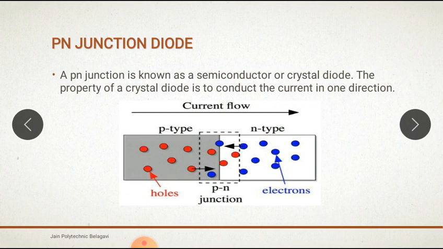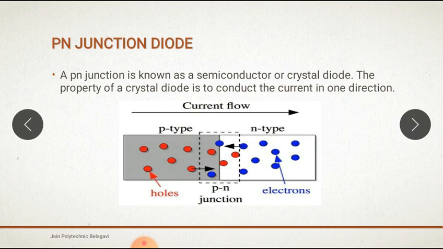Due to this, a large number of negative ions and positive ions will accumulate on the P side and N side respectively. This region so formed is called the depletion region. Due to the presence of these positive and negative ions, a static electric field called the barrier potential is created across the PN junction of the diode.